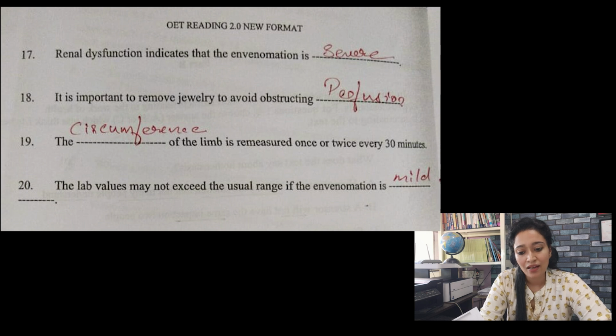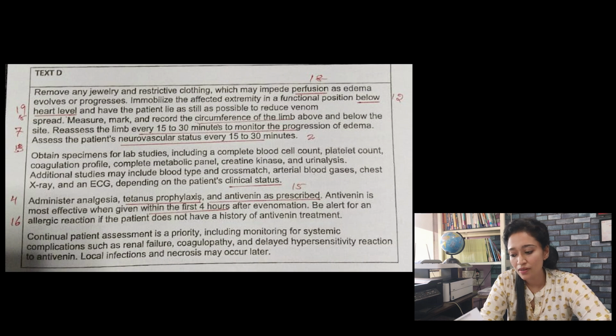19th question. The dash of the limb is remeasured once or twice every 30 minutes. You can see the answer for this question 19 in the text D. There it is given, measure, mark and record the circumference of the limb above and below the site. So the answer is circumference of the limb.